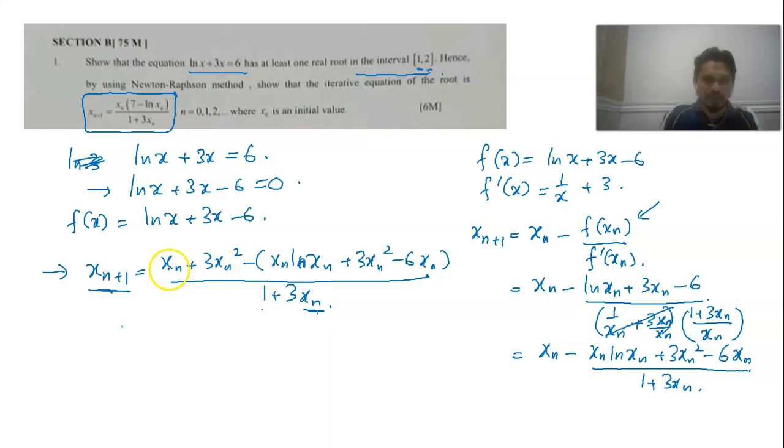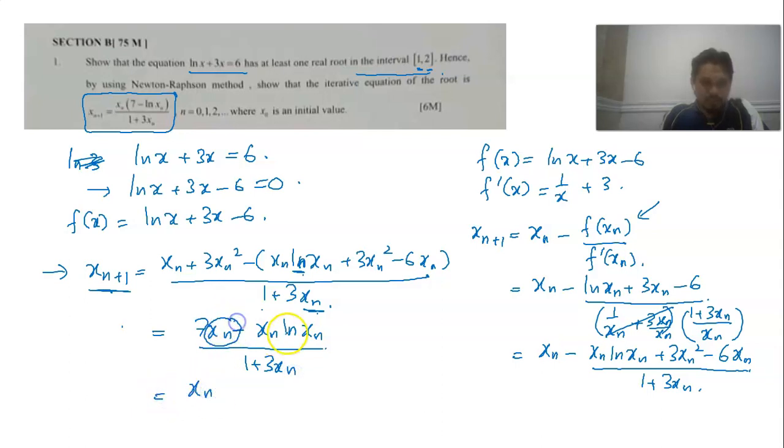So if you look at this one, x_n squared, hopefully you can differentiate between this x_n. This is natural log, natural log x with the n here. Okay, so then open up the bracket and simplify this. It's going to give you 7x_n minus x_n natural log of x_n divided by 1 plus 3x_n. So that it is x_n.